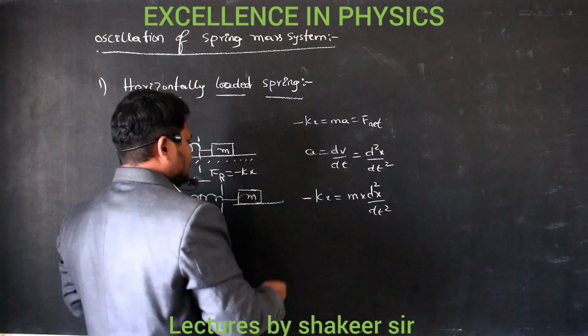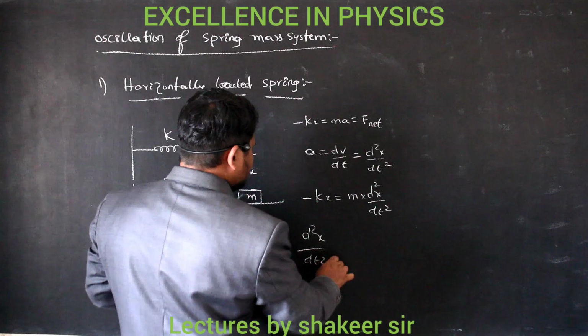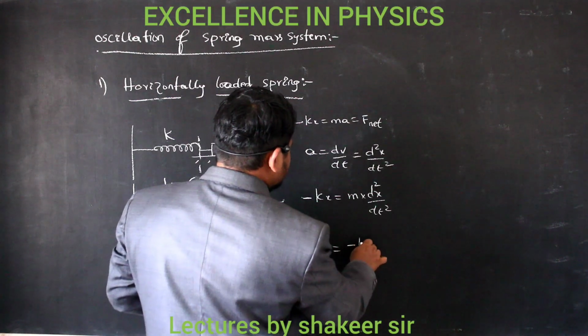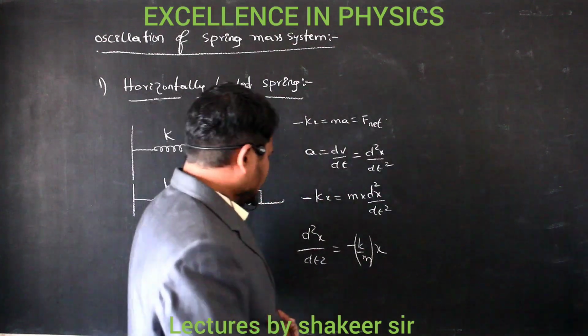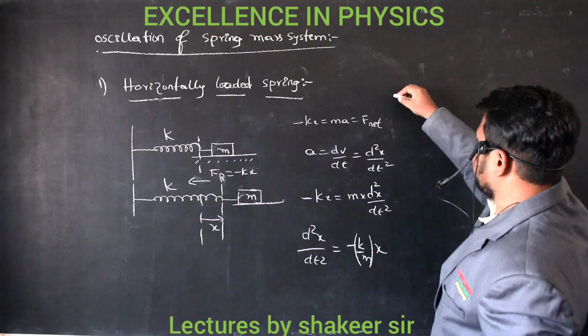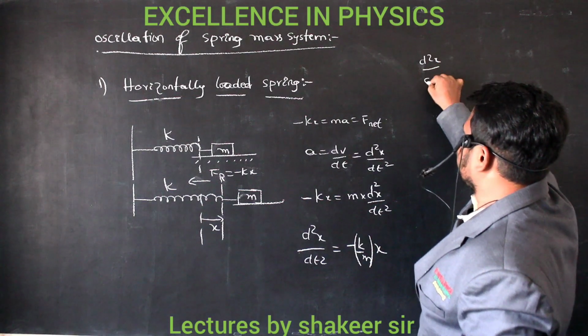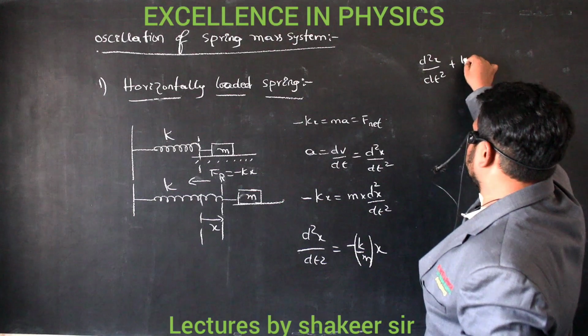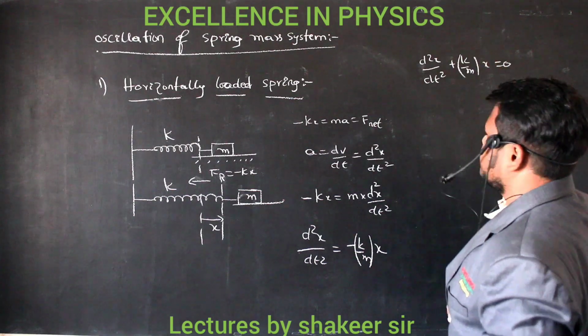If I rearrange this relation, I can write d square x divided by dt square is equal to minus k by m into x. Clear? Now if I send this minus k by m multiplied by x to the other side, then I can write d square x by dt square plus k by m into x is equal to 0. So I can write the relation up to here.